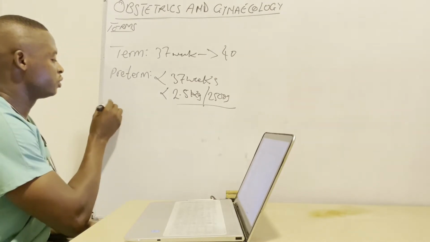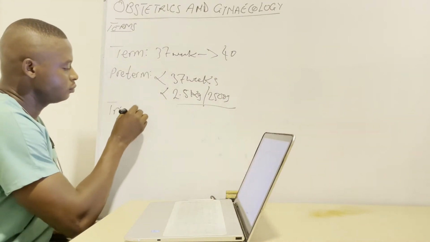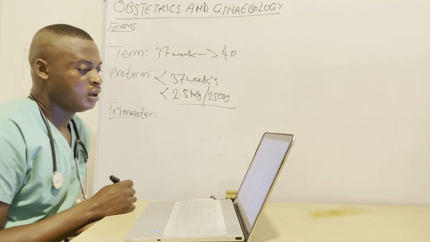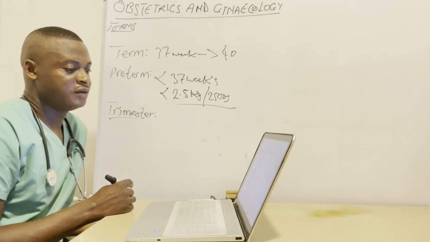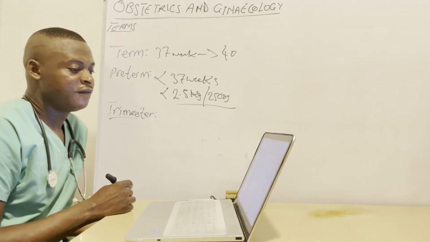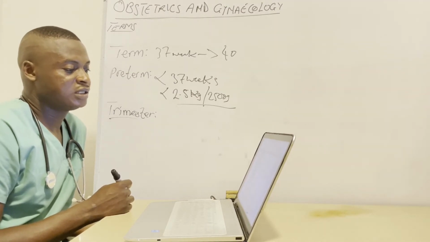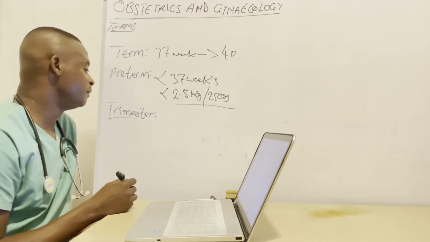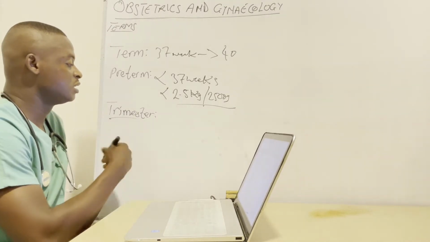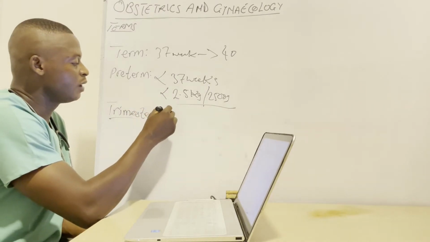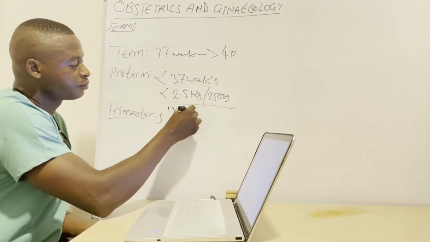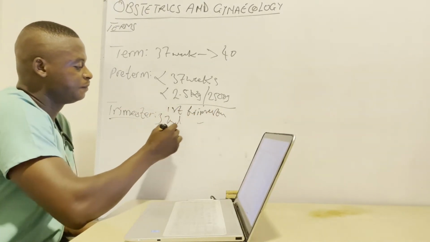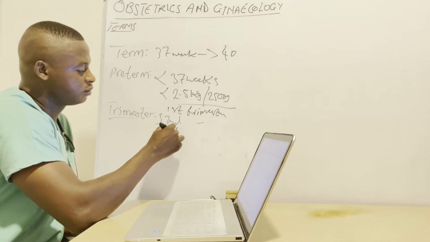Now let's look at what we mean when you say trimester. Trimester is one third of the normal gestational period. First trimester is the first 12 weeks. Second trimester is the 13th to 24th week, and the third trimester is from the 25th week until delivery. So the period of gestation is divided into 3. We have the first trimester, we have the second trimester, and then we have the third trimester.